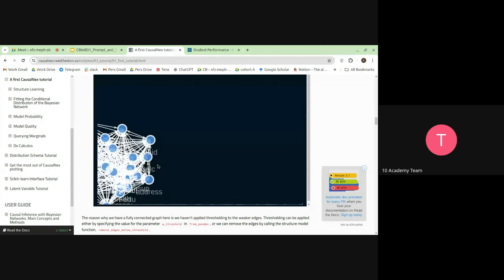It doesn't matter, I don't need to look at this so much, but this is just fully connected. What they do is connect everything to everything in all directions, okay?